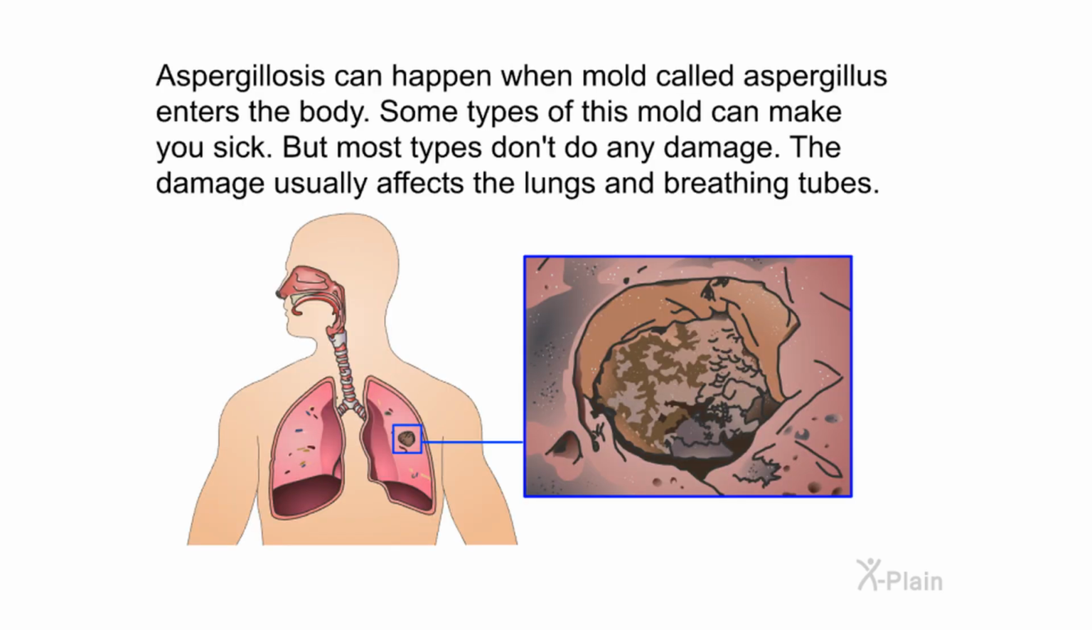Summary. Aspergillosis can happen when mold called Aspergillus enters the body. Some types of this mold can make you sick, but most types don't do any damage. The damage usually affects the lungs and breathing tubes.